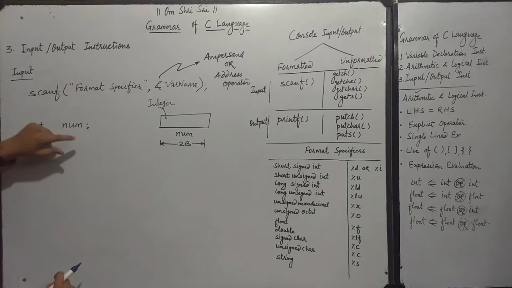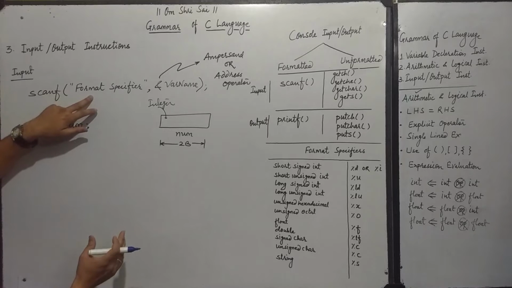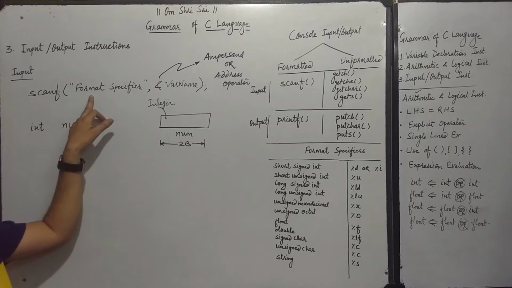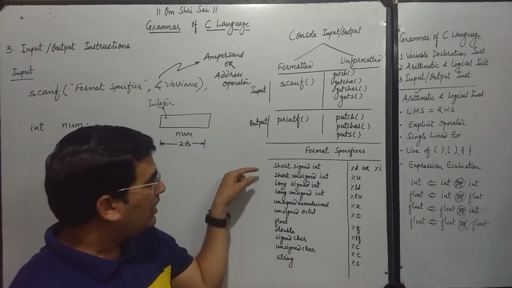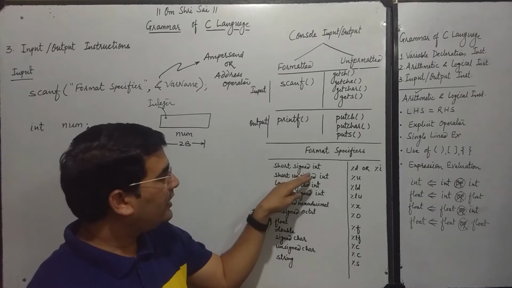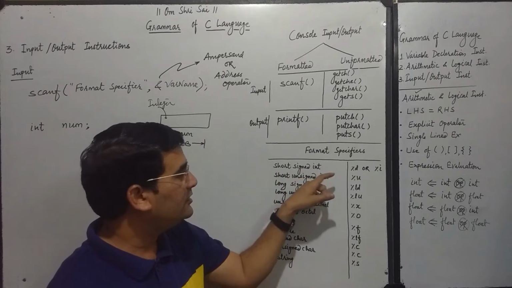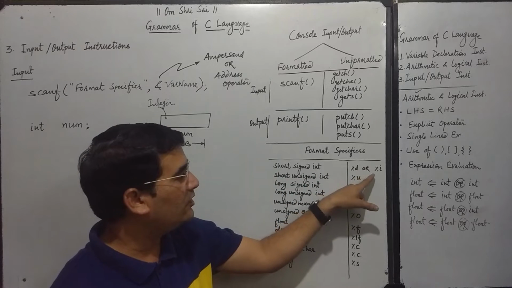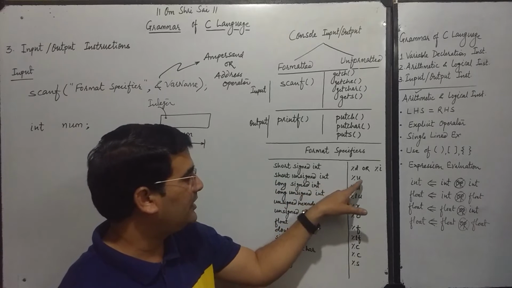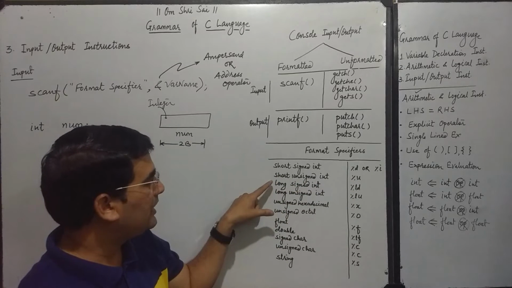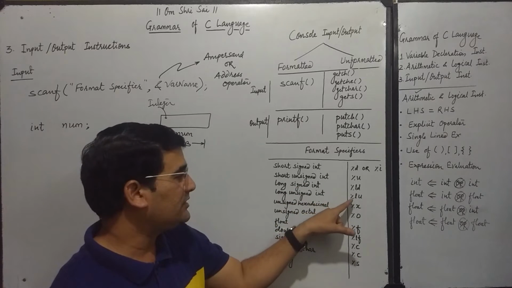Before writing the syntax, we must specify the format specifier. We must know the format specifier for different types of variables. So here is the list of format specifiers. If the variable for which we are going to scan a value is of the type short signed int, the format specifier may be used as %d or %i. If the variable is of type short unsigned int, it must be %u. If the variable is of the type long signed int, it must be %ld. For long unsigned int, it must be %lu.